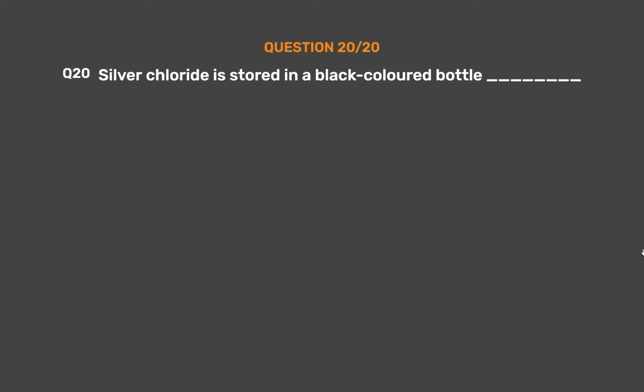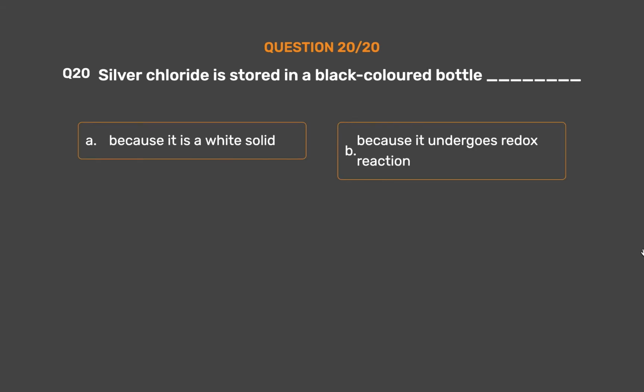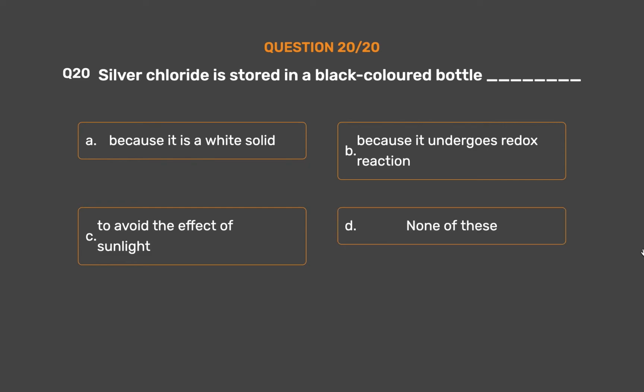Question number 20. Silver chloride is stored in a black-colored bottle. Option A. Because it is a white solid. Option B. Because it undergoes redox reaction. Option C. To avoid the effect of sunlight. Option D. None of these. The correct answer is Option C.